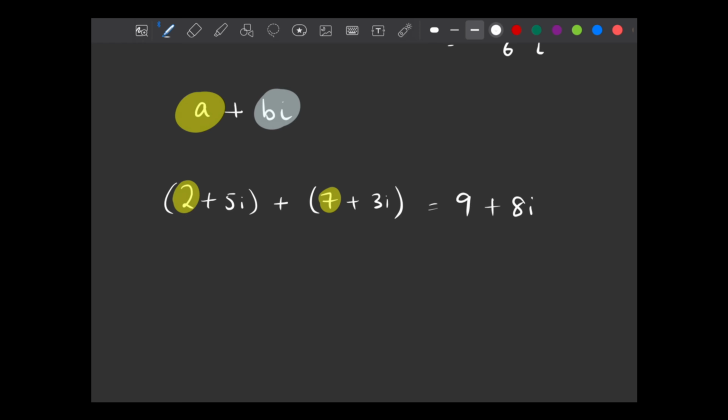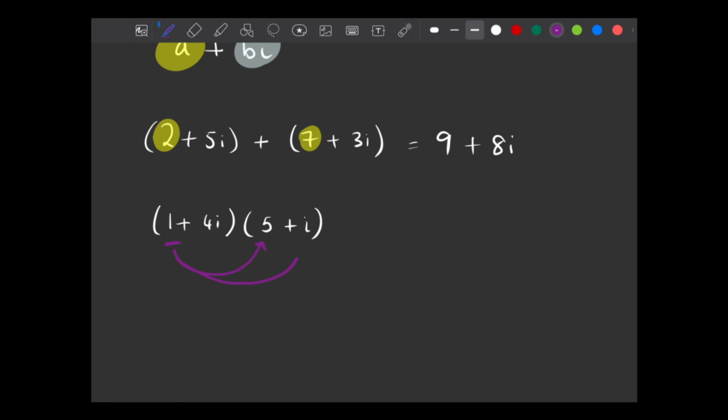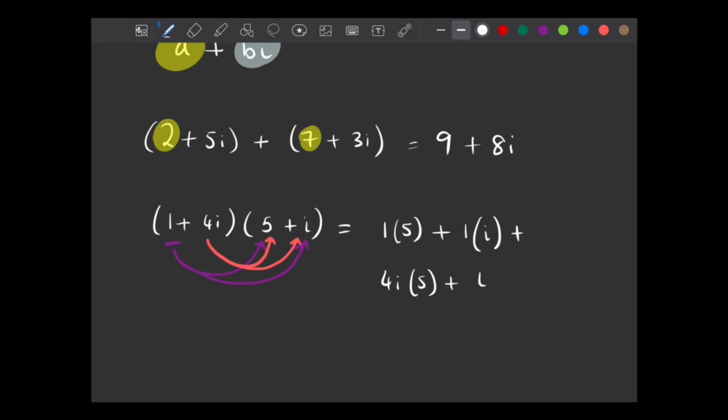To multiply a complex number by another one, you can follow a similar method to how you expand brackets. So if I'm multiplying 1 plus 4i times 5 plus i, we can just multiply the first term in the first bracket by the first term in the second, and then by the second term in the second, and then add that to the multiple of the second term in the first bracket by each term in the second. Let's just work through that. So I do 1 times 5 plus 1 times i plus 4i times 5 plus 4i times i.